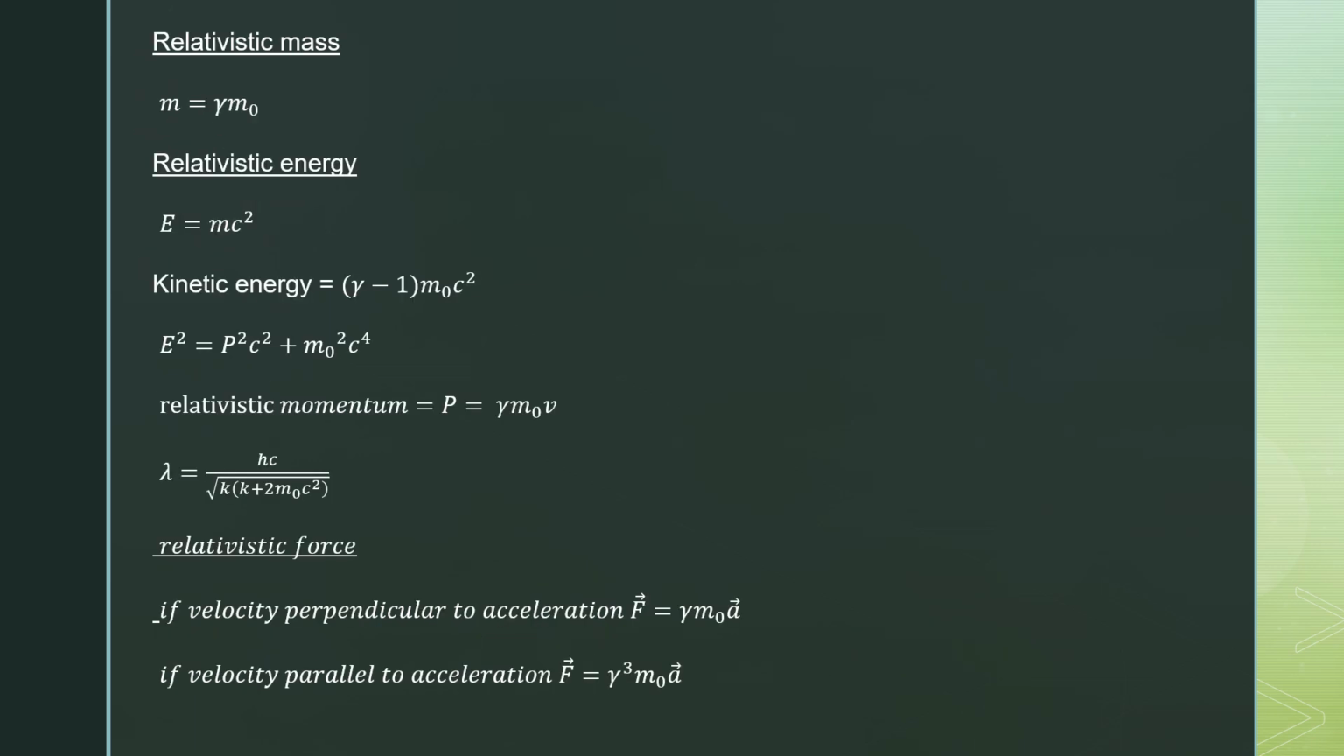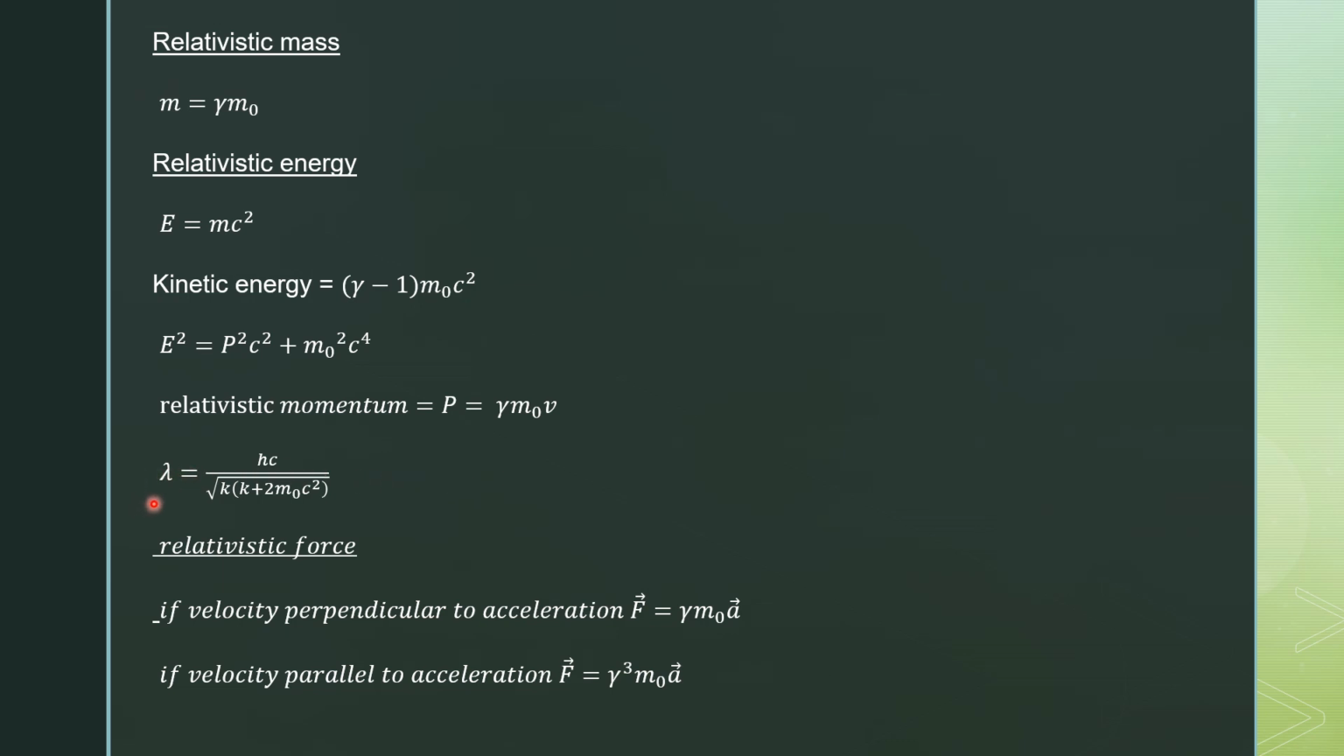So let's come to our relativistic mass. Mass can be written as gamma m naught, where m naught is the rest mass, and gamma can be written as 1 by root over of (1 minus v square by c square). And also the relativistic energy can be written as E equal to mc square, that is, we can write it as gamma m naught c square. So our kinetic energy will be (gamma minus 1) m naught c square. Also E square is equal to p square c square plus m naught square c to the power 4. Here p is the relativistic momentum and E is the total energy. And the relativistic momentum can be written as p is equal to gamma m naught v.